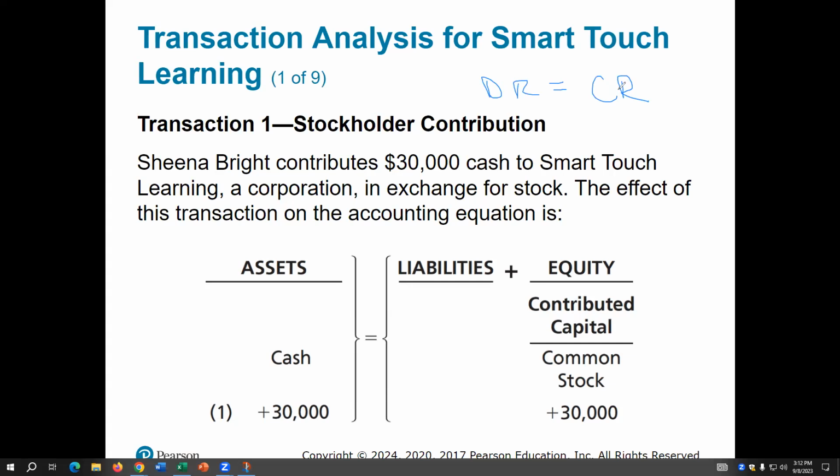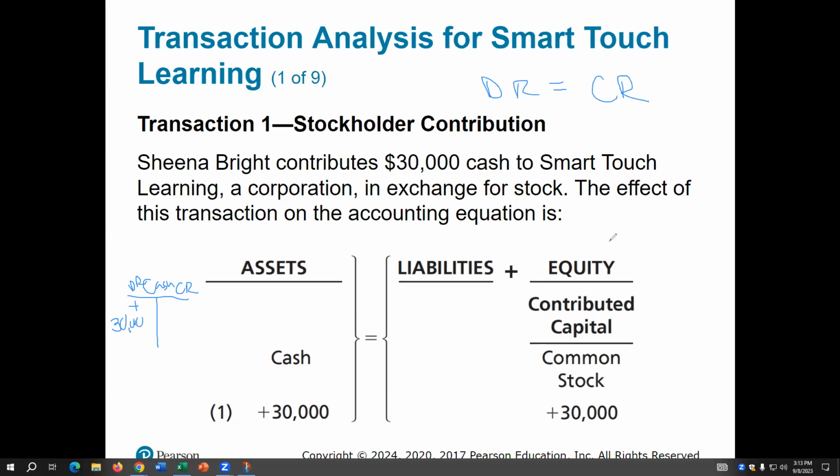So looking at this from the accounting equation standpoint here, we talked about the fact that if we're increasing our cash, which is an asset, then if we're making a T account for cash, we have debits on the left and we have credits on the right. An increase in assets would be over here. So we would debit cash for $30,000.